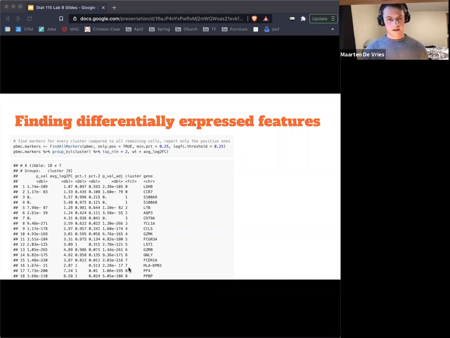Then the min.pct argument here requires a feature to be detected in a minimum percentage in either of the two groups of cells. And then you can set a fold change threshold as well. If you set these to 0, this process will take a really long time. So you do want to set it at some value that's positive.